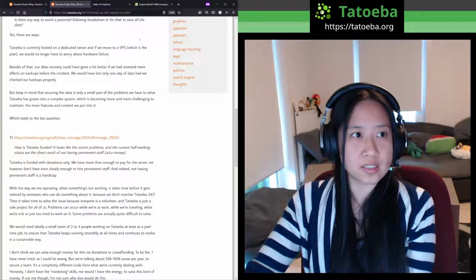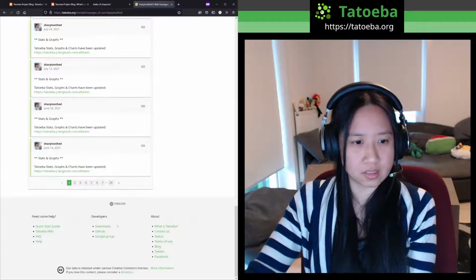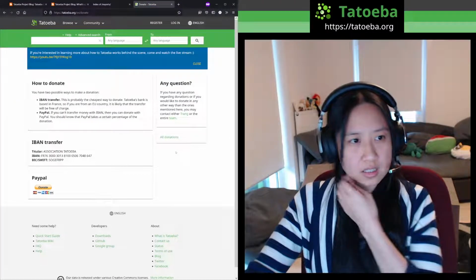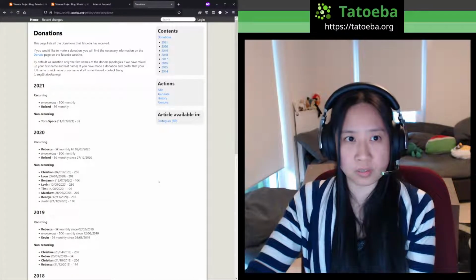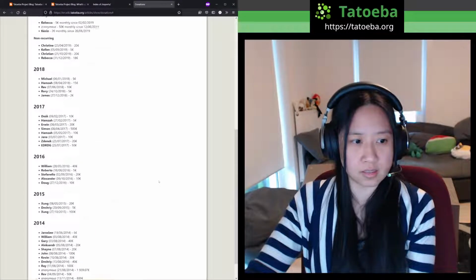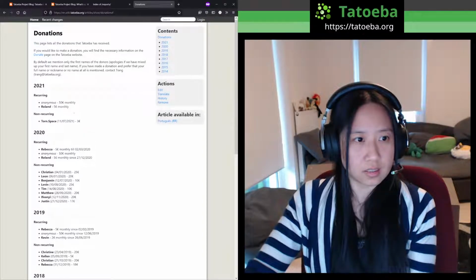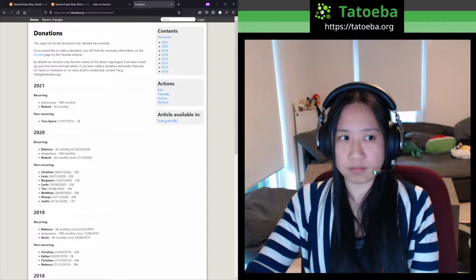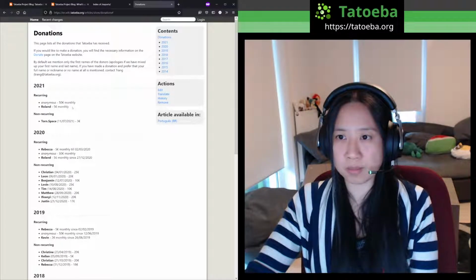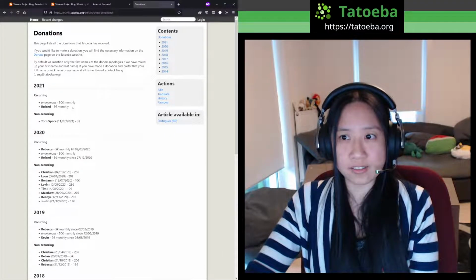So if you're curious, that is actually transparent information, although it's not. I realize I haven't updated the page, and I should update it, but there is a page where you can see all the donations that Tatoeba received since it started to accept donations, and yeah, it's missing a few things. But the main source for a very long time, the main source of funding was just donations, and it was enough.